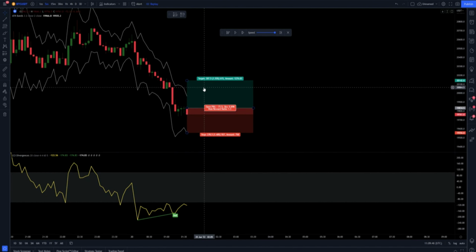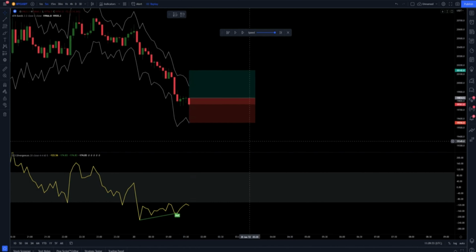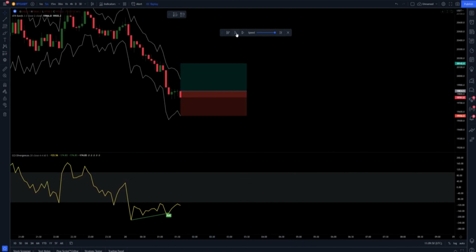Now, how do we use it? When the CCI breaks above plus 100, that's a bullish signal. It means buyers are pushing hard enough to break the standard volatility range. Below minus 100, same logic.